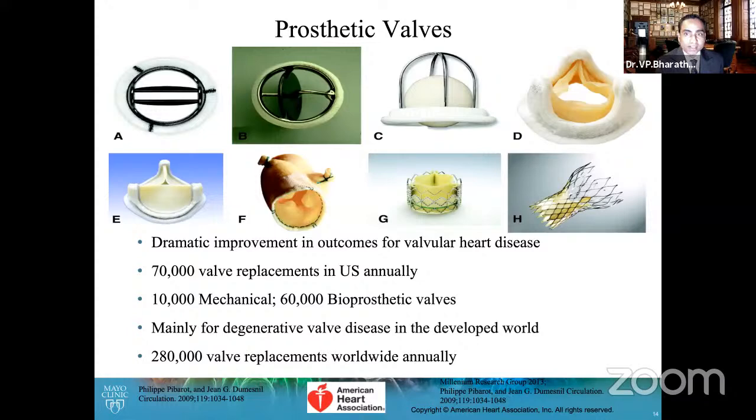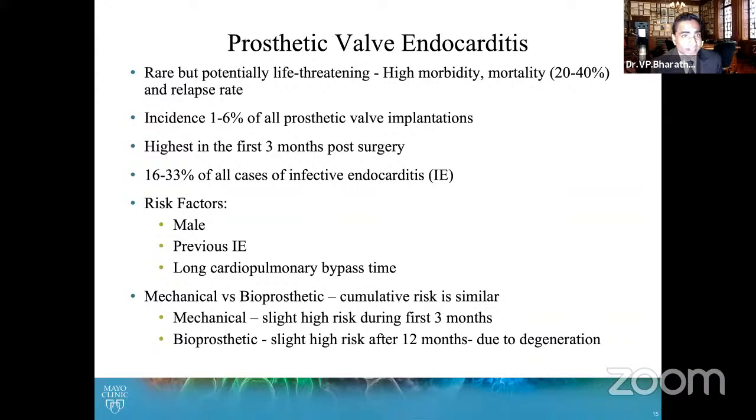If the infection involves a prosthetic valve, it can be life-threatening. The incidence is around 1 to 6%, and the incidence is highest in the first 3 months after surgery. As you can imagine, in the first 3 months, if it's a mechanical valve, the surface is not endothelialized, and the interface between the mechanical valve annulus and the endocardium is prone to contamination and subsequently infective endocarditis. Over the decades, the proportion of prosthetic valve endocarditis among all cases of endocarditis has gone up. Right now it's 16 to 33%, depending on the geography of the world.